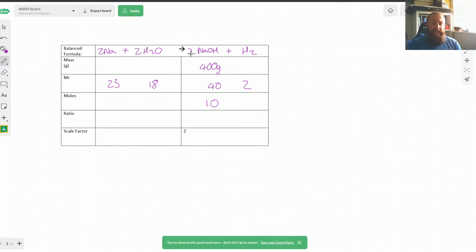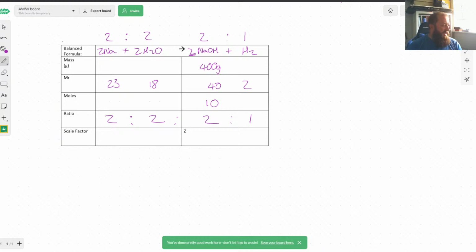Now, this is where we take into account this ratio here. If you think about what's going on here, and this is the bit that confuses a few students, I'll just spend a minute talking about this. This is my ratios. What this means, and this is one of the reasons we balance it, is I would need 2 molecules of sodium to react with 2 molecules of water to make 2 molecules of sodium hydroxide and 1 molecule of hydrogen.